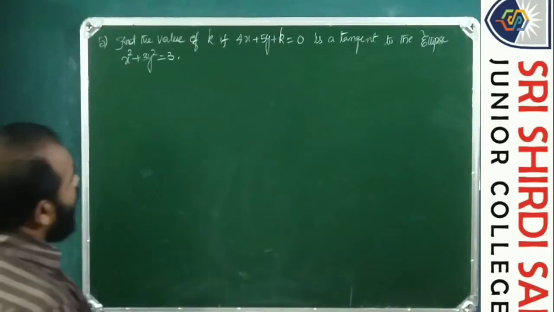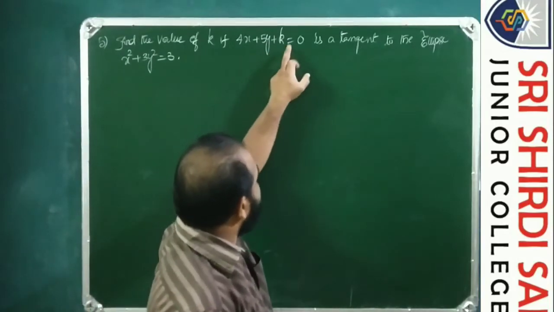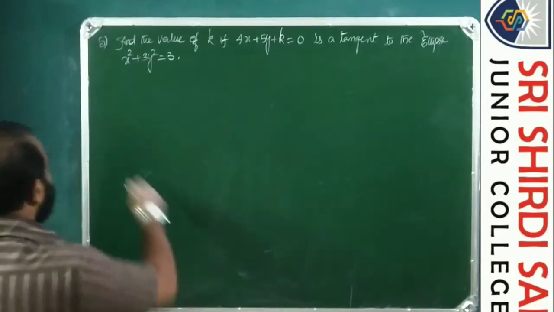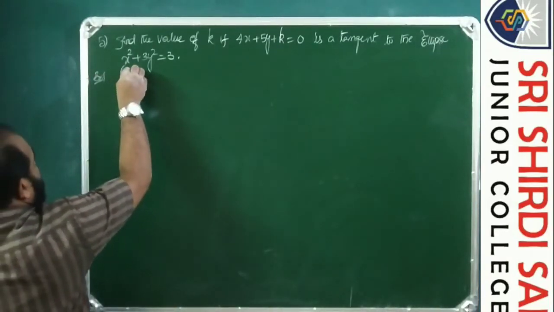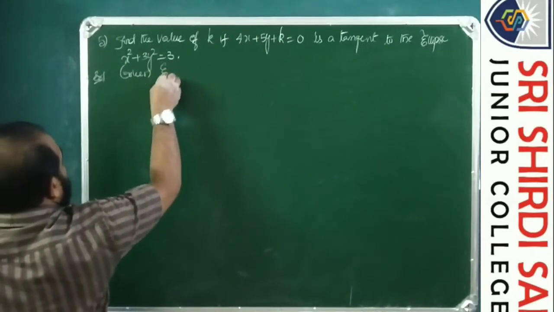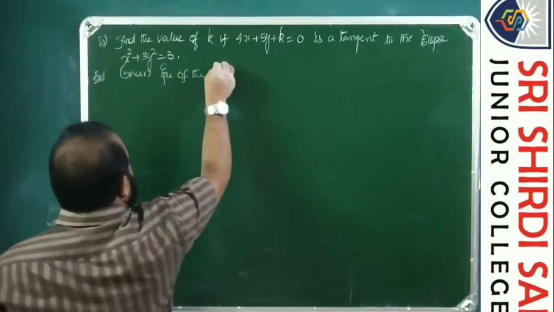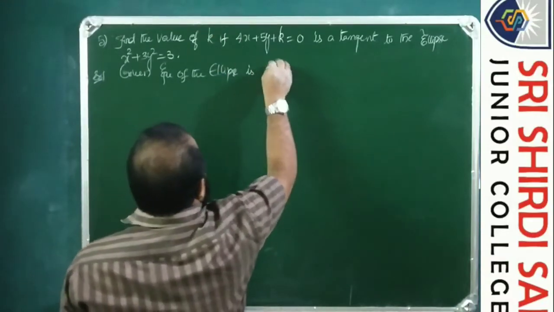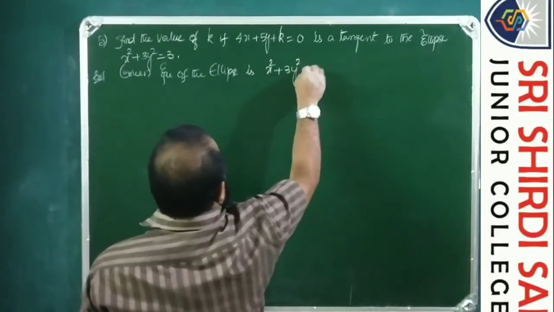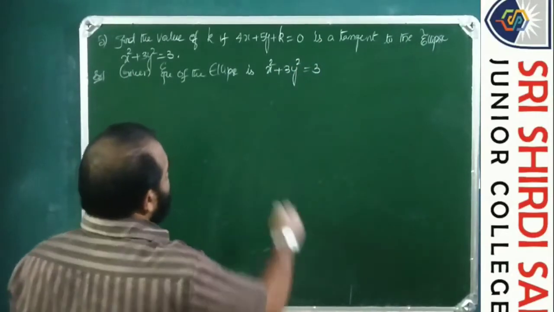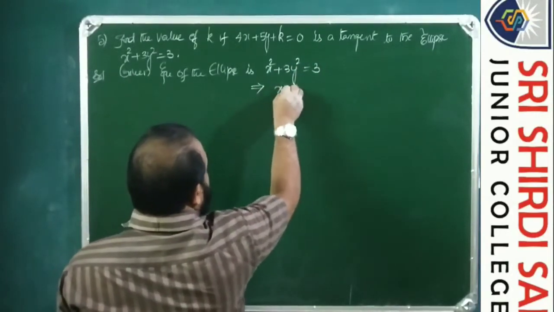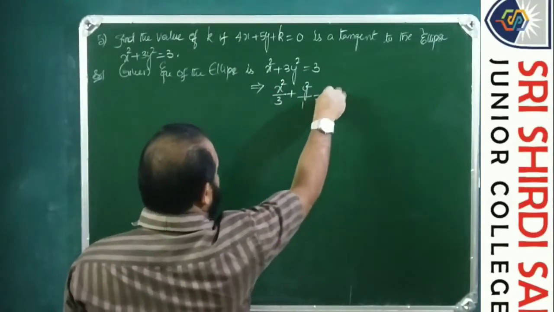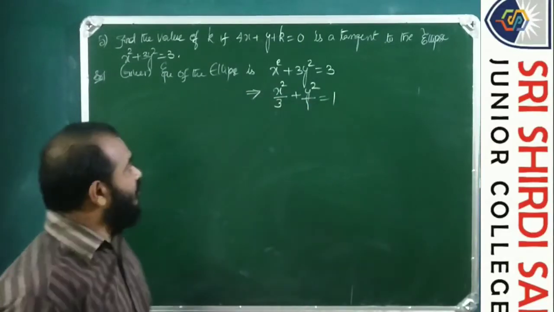Find the value of k if 4x plus 5y plus k equals to 0 is a tangent to the ellipse x square plus 3y square equals to 3. Given equation of the ellipse is x square plus 3y square equals to 3. So if we divide with 3, then this is x square by 3, 3y square by 3 is y square by 1 equals to 1, dividing with 3 on both sides.